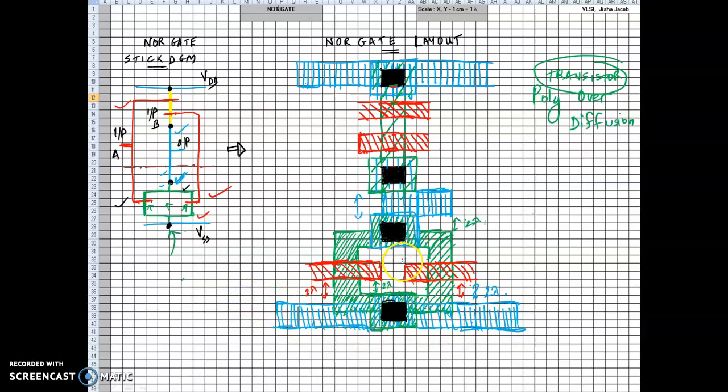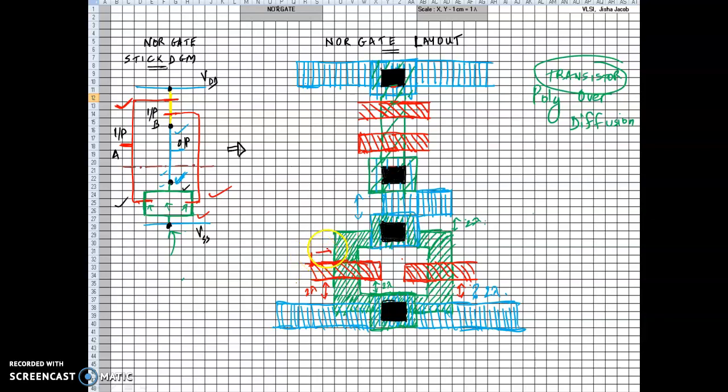Finally, we have to give the input and the output, and in order to give the inputs, you have to give polysilicon. Polysilicon is used to short the A inputs and the B inputs. On the left, as you can see in the stick diagram, you have the inputs A being shorted. So let me keep going. Start from the bottom.